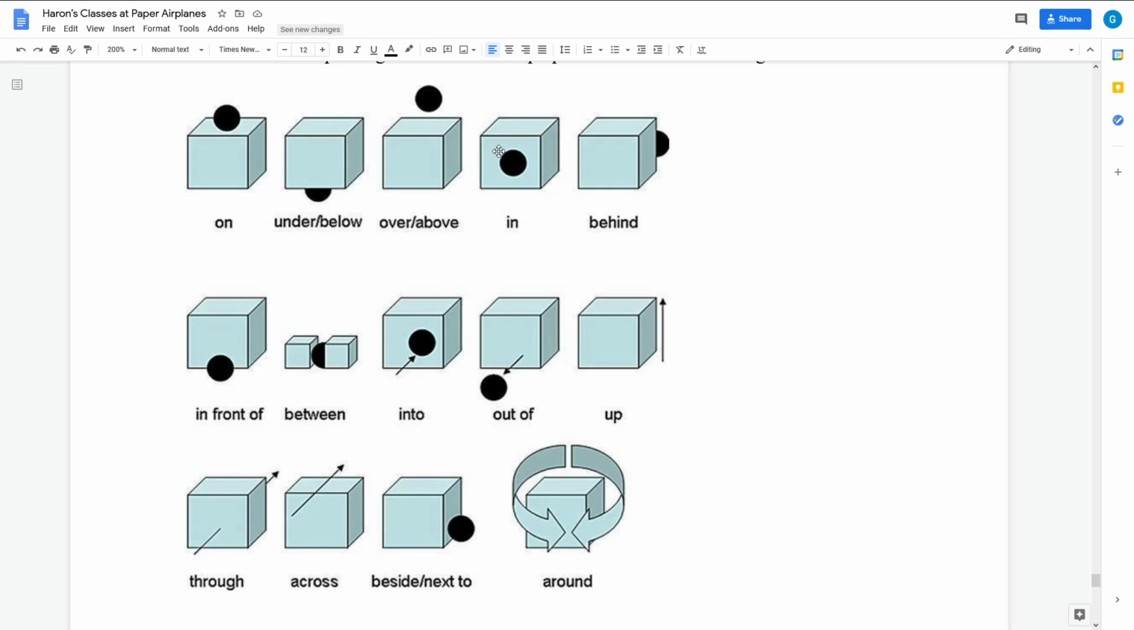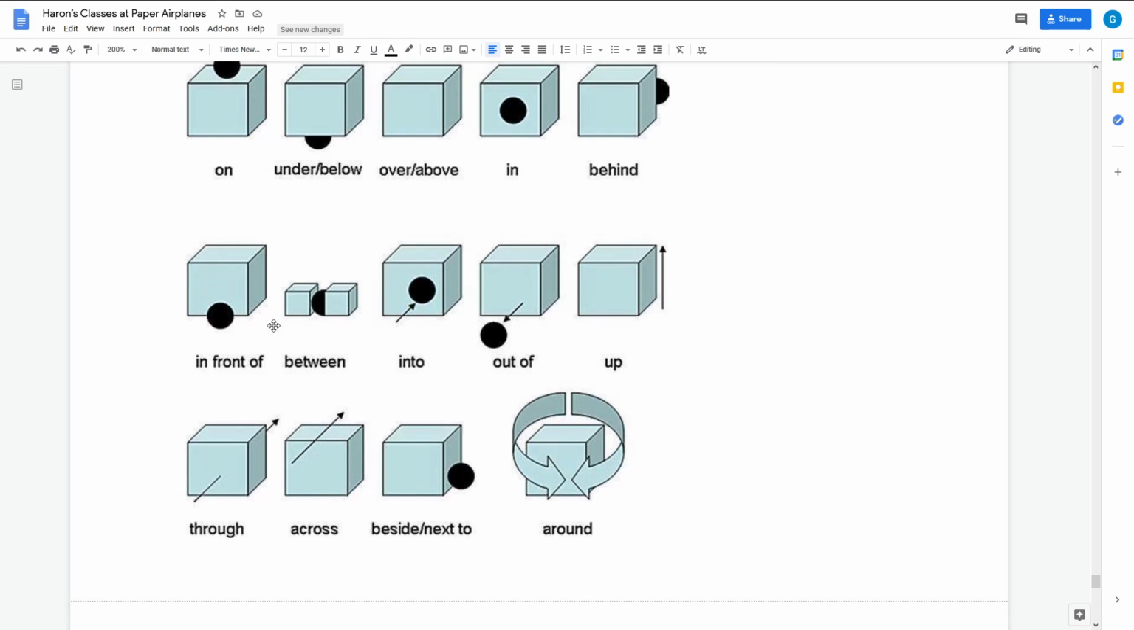In. Not clear in the diagram, but the ball is in the box. It's not out, it's in the box. The ball is behind the box. The ball is in front of the box. Here there are two boxes. The ball is between the two boxes. Those were prepositions of position.